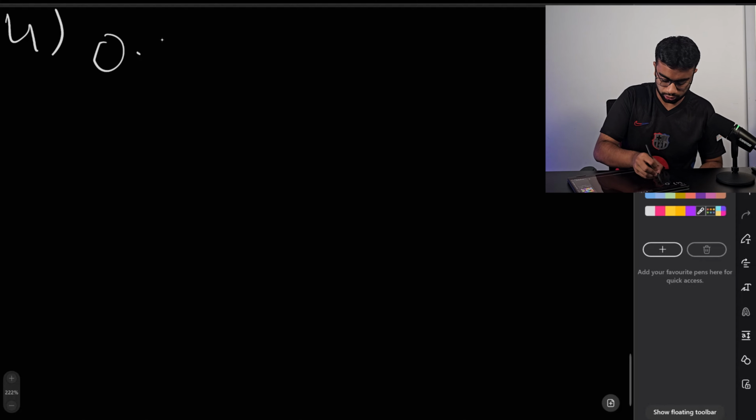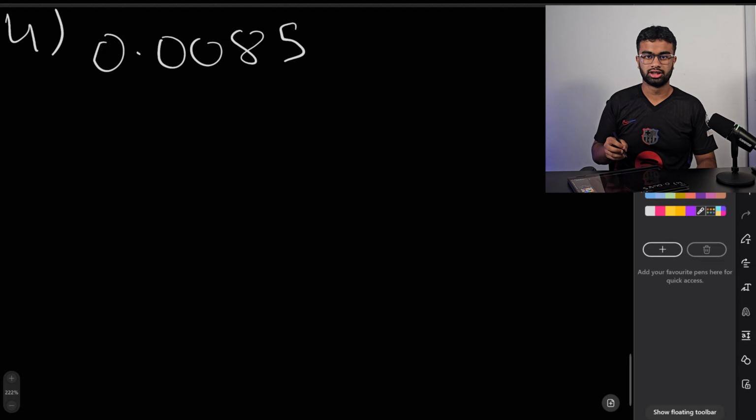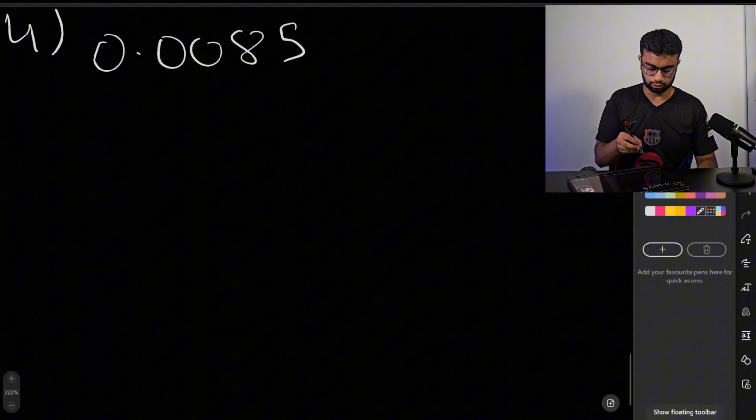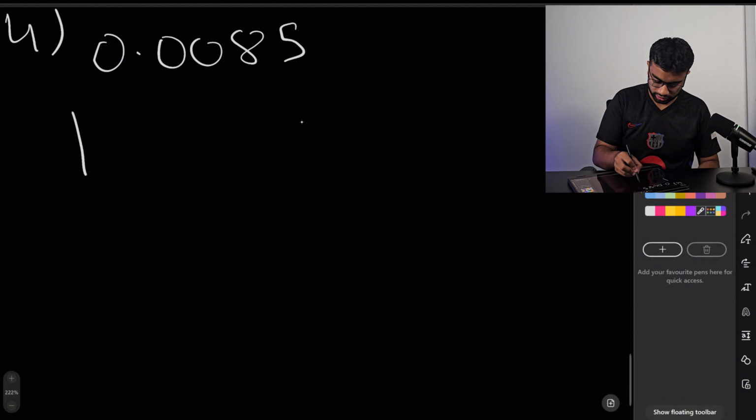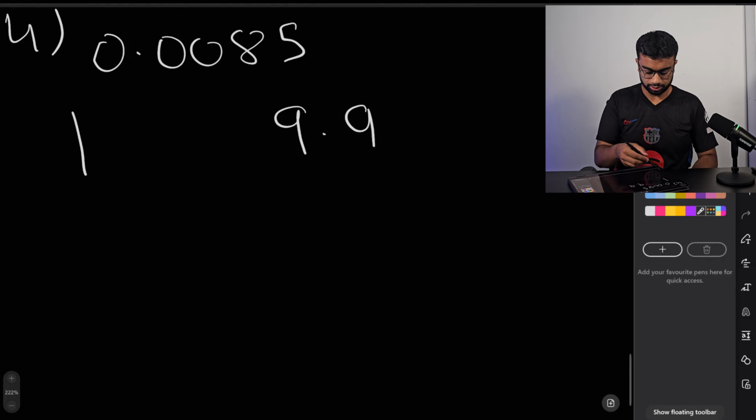Question 4 tells us to write 0.0085 in standard form. So for this, we need to remember which numbers we can actually use in standard form. We know that the first number needs to be between 1 and 9.9. Anything below 1, we could just change the power, and same with above 9.9.